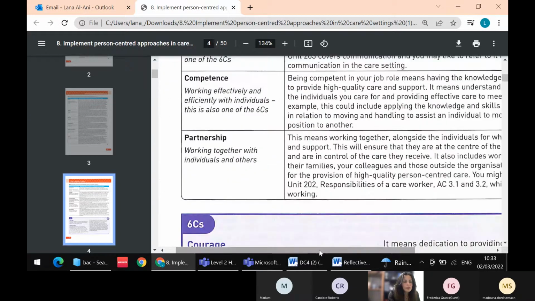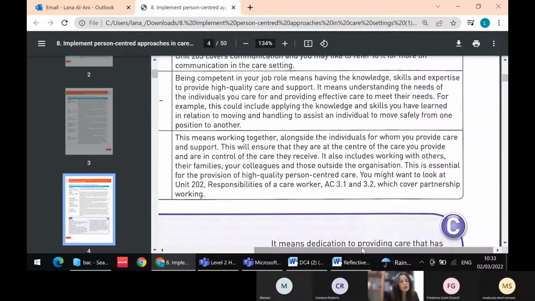How about partnership? What does partnership value mean? From the word itself, when you say partnership, this means working together. So working with the clients, working with the care support. You work together, and this is to ensure that they are all at the center of the care you provide. So if you work together with your colleagues, you will get lots of information about this client. If you work together as a partner with the client themselves, you will get lots of information about the client, and then you can provide excellent service and excellent person-centered value to them.